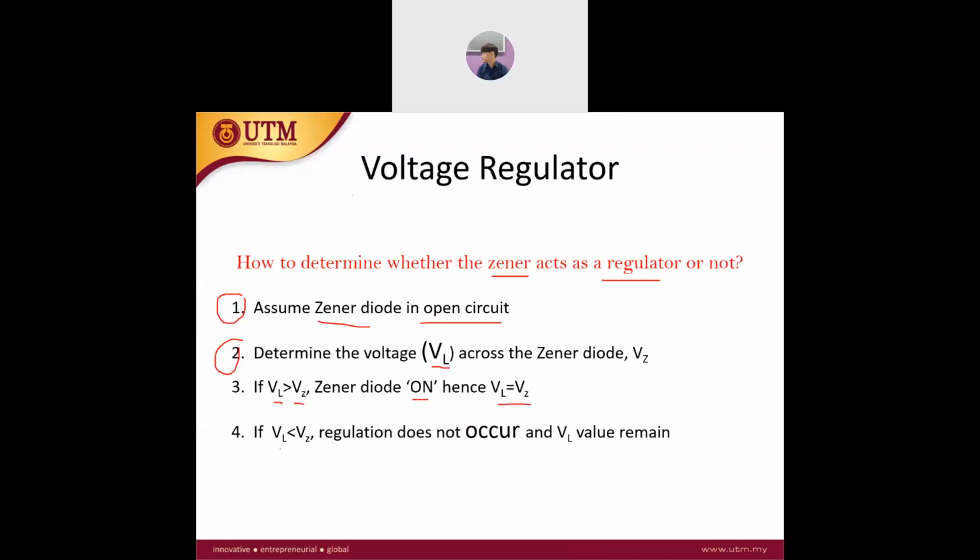If our load voltage is much less than VZ, regulation does not occur, and the VL value remains. So VL will not be equal to VZ. Okay, next.